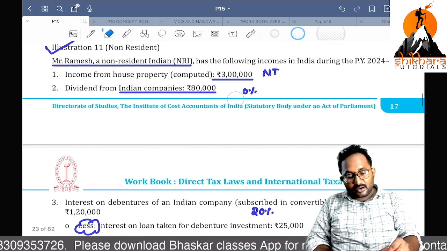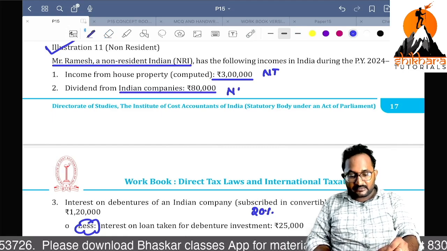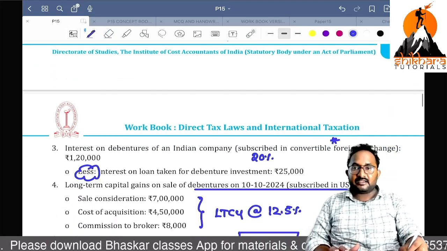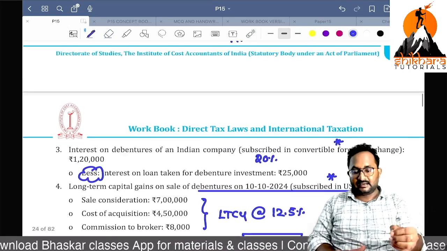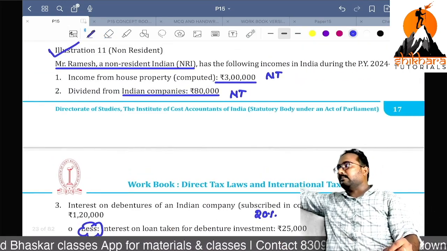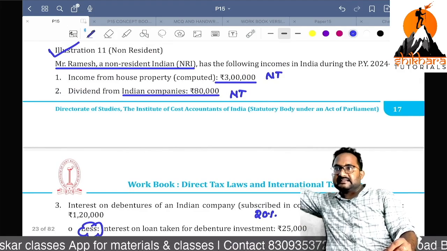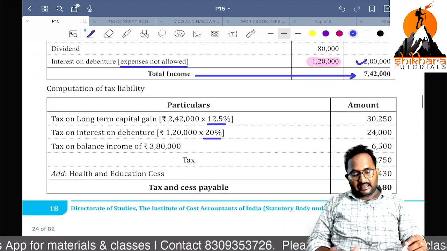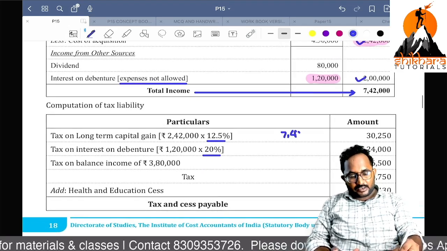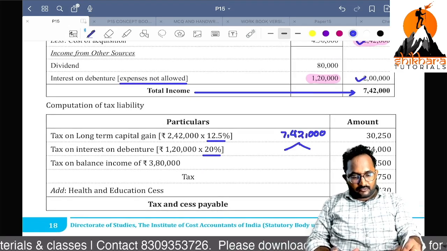What about the dividend from Indian companies? This is at normal tax rates only. I will tell you the reason. Because here they are clearly given as purchased in foreign currency, that's why it is a foreign exchange asset. Here they have not mentioned anything like purchased in foreign currency, that's why it is not a foreign exchange asset. Clear?